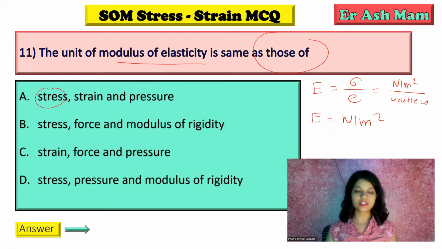Unit of stress is Newton per meter square. Strain is unitless. Next, force and modulus of elasticity. Unit of force is Newton. Again, this answer is cancelled. Strain, unit of strain is unitless. And next, stress. Unit of stress is Newton per meter square. Pressure, Newton per meter square. Modulus of rigidity, Newton per meter square. Therefore, answer is B.